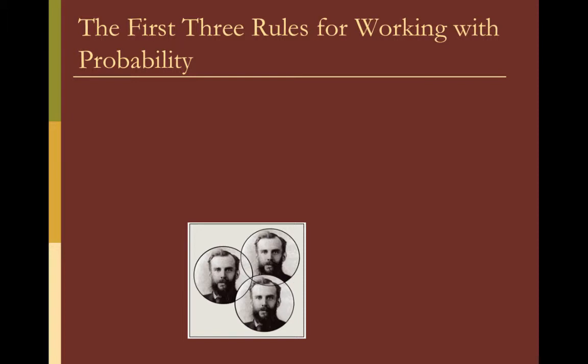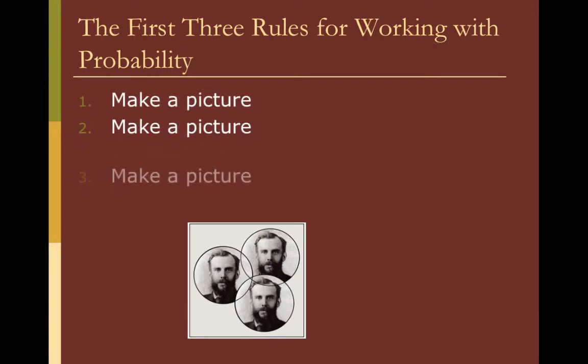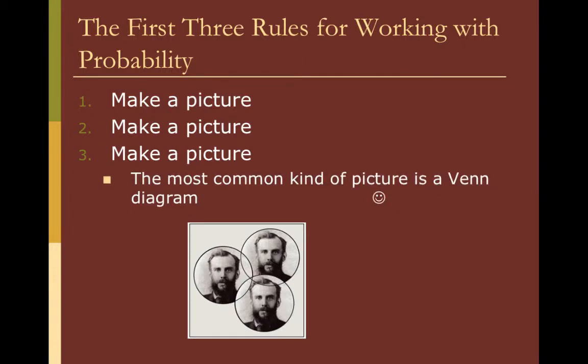Continuing with Chapter 14 and probability, it's important to know the first three rules of working with probability. And if you can guess, yes, they are make a picture, and make a picture. So again, first three rules of working with probability, no different than the first three rules of working with statistics, make a picture. The most common picture that we'll end up using is going to be a Venn diagram. As shown below, and the man in the picture is Venn, the guy who actually came up with Venn diagrams.